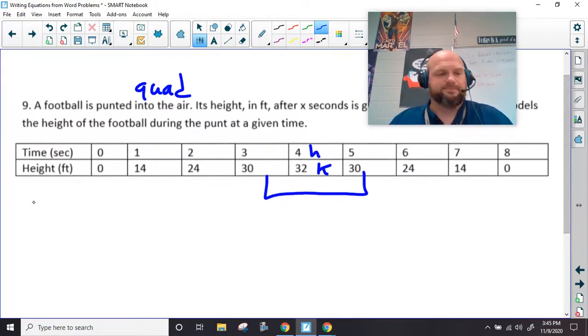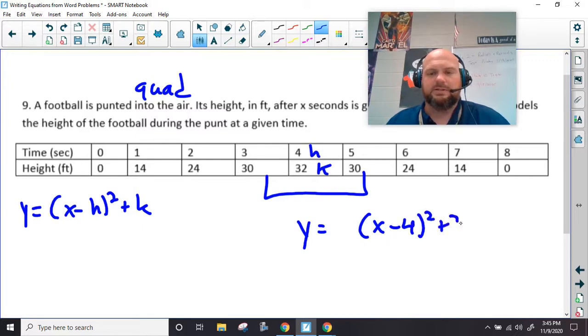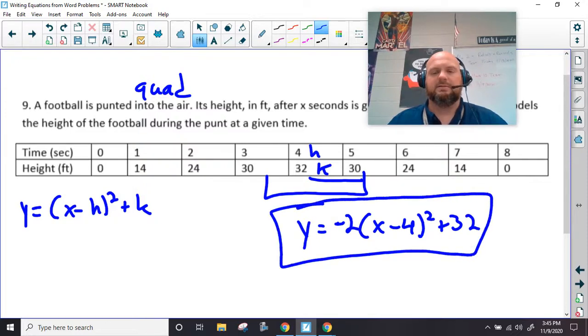Now, y equals a times x minus h quantity squared. You have to put the squared on there, plus k. Now, so it's going to look like this. y equals something times x minus 4 quantity squared plus 32. All right. Now, to find the a, we need to go from here to here. Well, how do I go from 32 to 30? I subtract 2. And that's it. That's how you find the a right there.